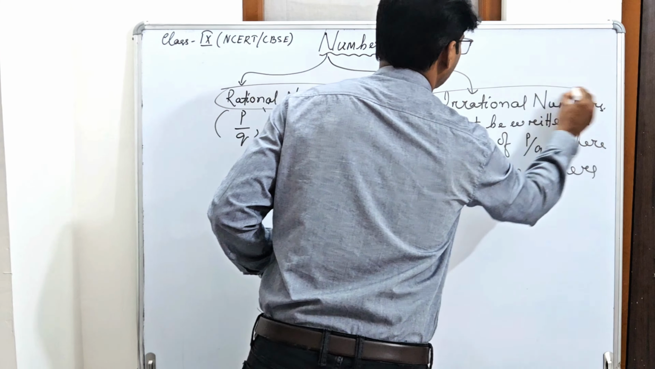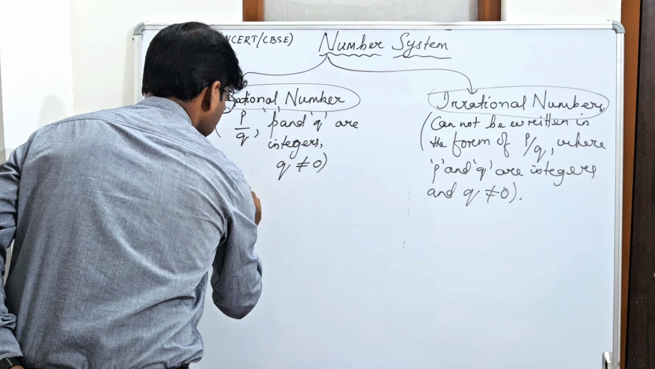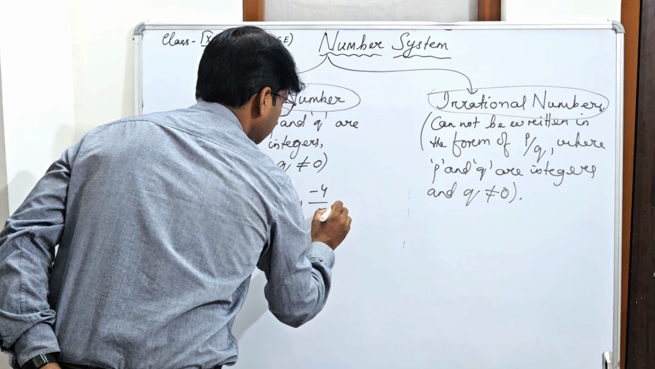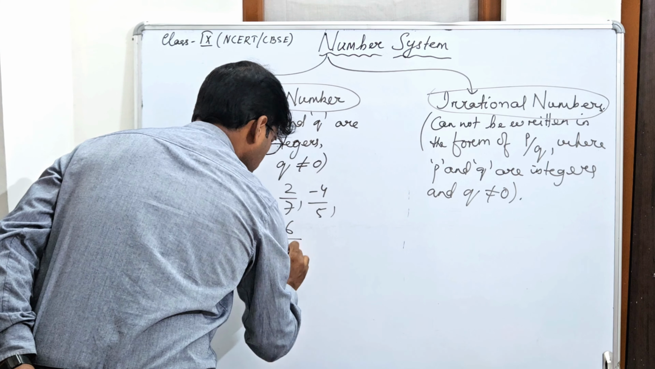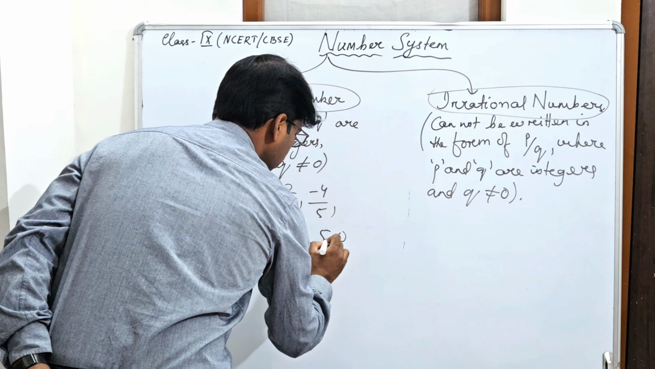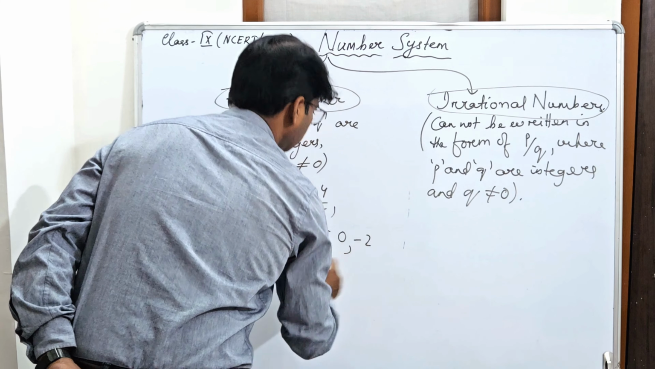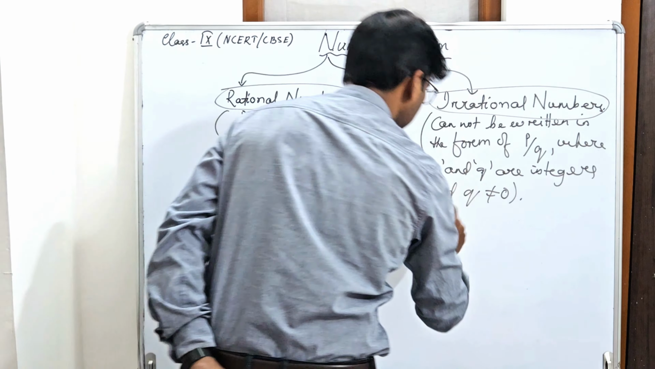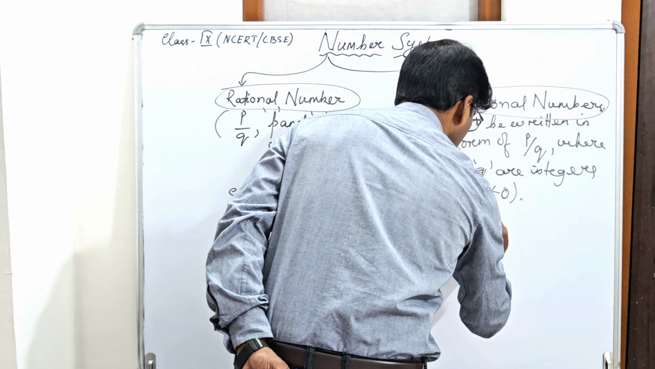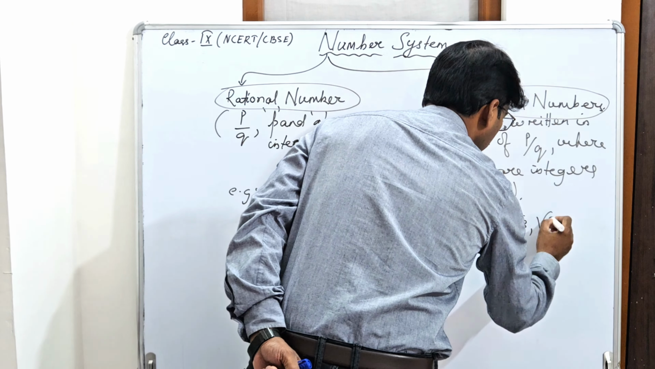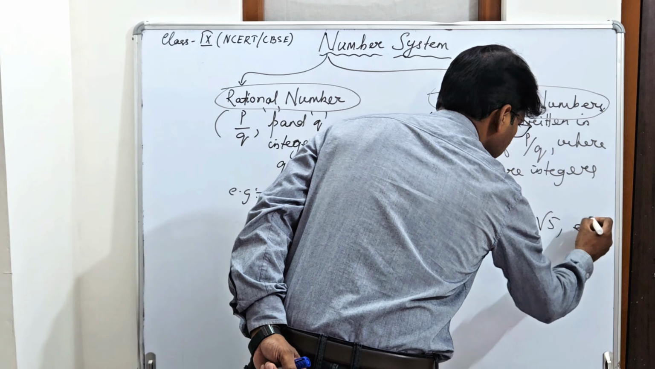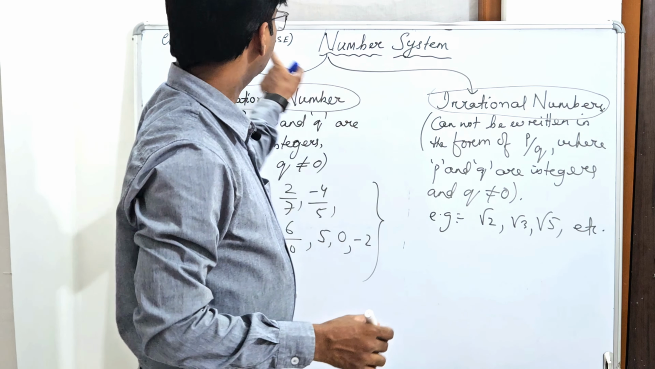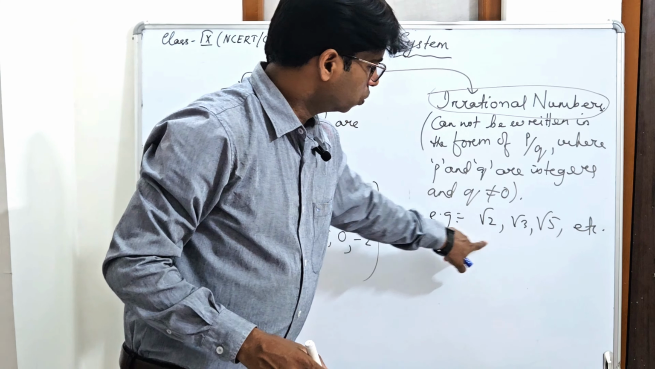For examples, we can write like this: 2 by 7, minus 4 by 5, even minus 6 by minus 10 also, even 5, 0, minus 2. These are examples of rational numbers. Irrational number examples are like root 2, root 3, root 5, etc. Whatever is taught in the class 9 NCERT syllabus, those examples I have written.